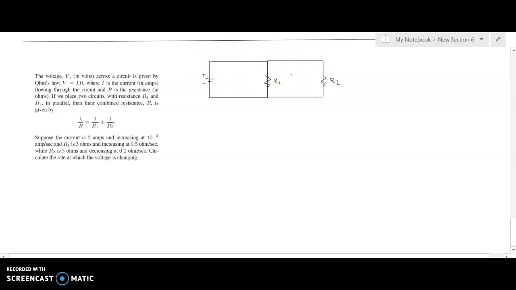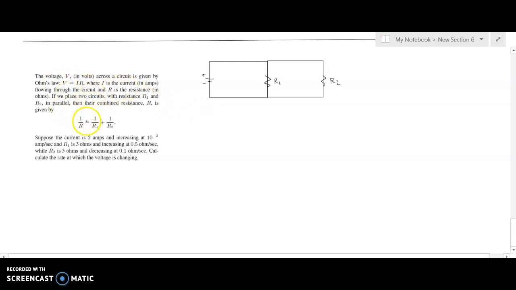Typically, Christmas lights or holiday lights are strung together in parallel so that if one bulb goes out, the whole string doesn't go out. That's one of the common applications of connecting things in parallel.